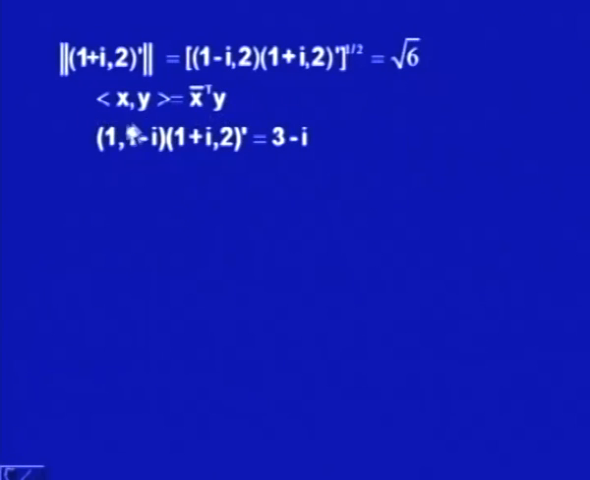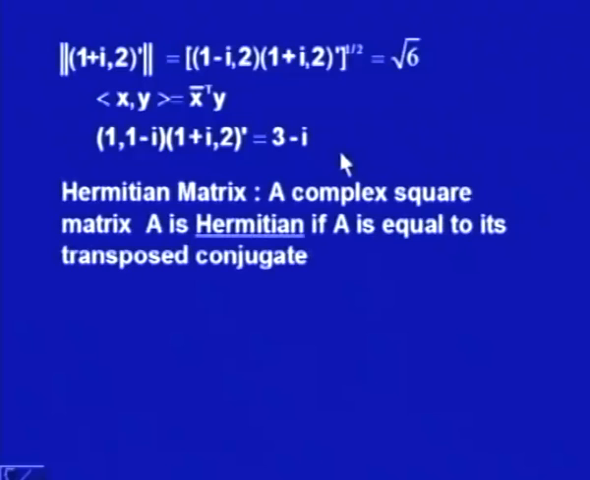And if we have to calculate the inner product of x and y, it is defined as x bar transpose y. Then x bar transpose is (1, 1 minus i), and y is (1 plus i, 2), that is given to us. If you multiply, it comes out to be 1 into (1 plus i) plus (1 minus i) into 2, and that simplifies to 3 minus i. Now, this is about vectors.